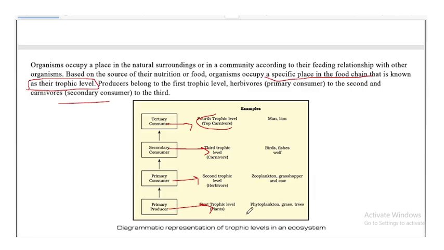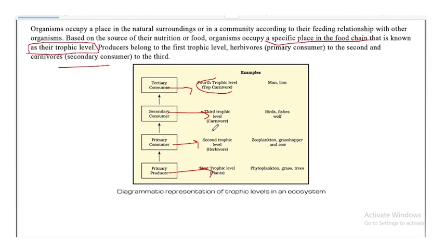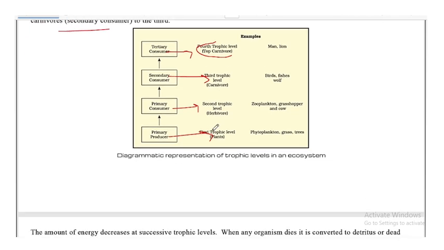So we'll see the examples. Examples of primary producers are phytoplankton, grass, trees, etc. Primary consumers: grasshopper, cow, zooplankton, etc. Secondary consumers: birds, fishes, voles, etc. Tertiary consumers: man, lion. These are top carnivores. So this is the diagrammatic representation of trophic levels in an ecosystem.